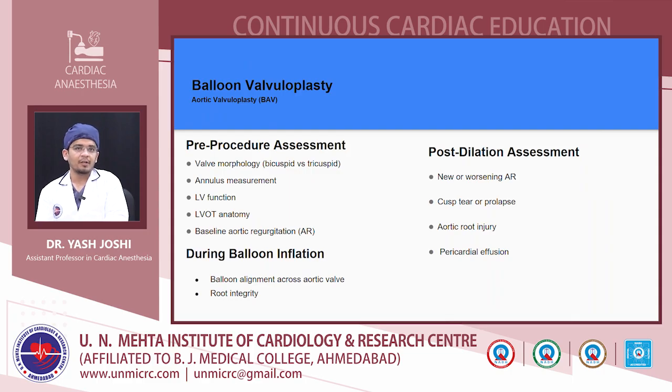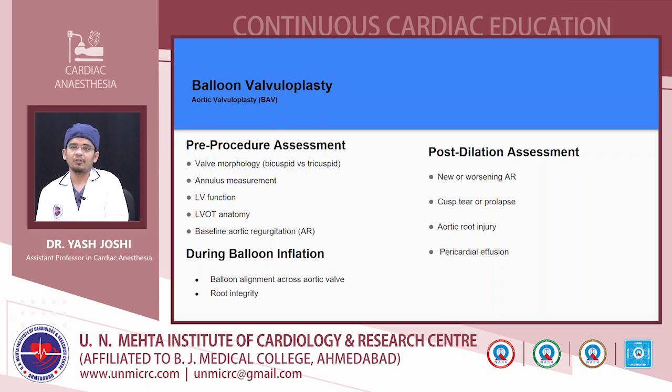TE is also helpful in aortic valvuloplasty. Pre-procedure assessment delineates the valve morphology, like bicuspid or tricuspid. What is the size of the annulus? How does the LV work? Is there any LVOT obstruction or any gradient across the LVOT? What is the baseline AR? During balloon inflation, check balloon alignment across the valve as well as its relation to the root as well as the aortic cusp.